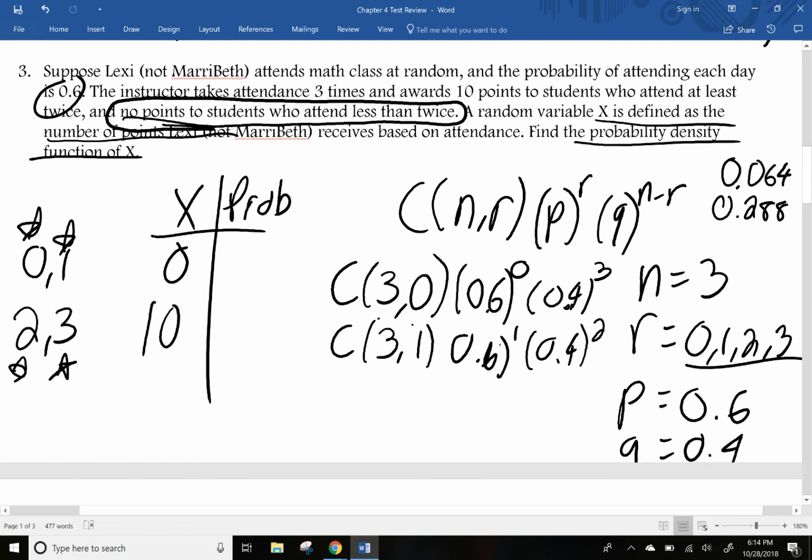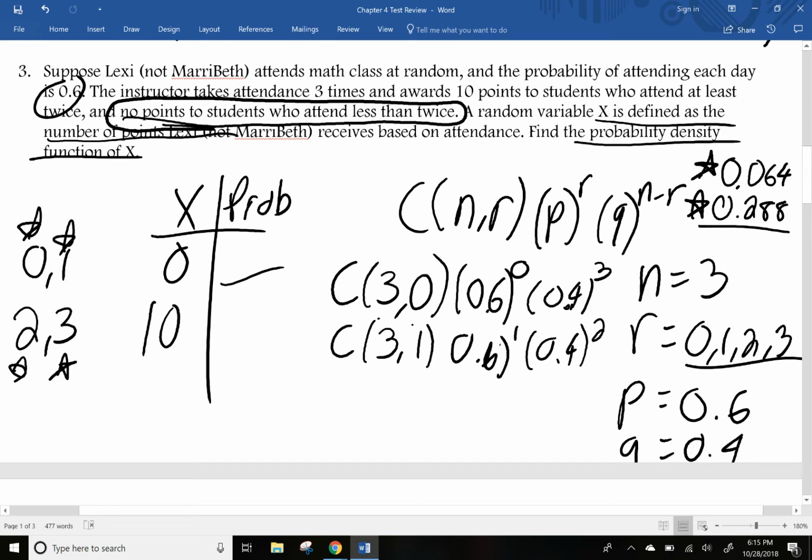Now, since this is the probability of going to class 0 times and the probability of going to class once, if you add them up, that's the probability that Lexi gets 0 points, because those are the 2 circumstances in which she would get 0 points. So that's plus 0.064 equals 0.352. So 0.352 is the probability for her getting 0 points.